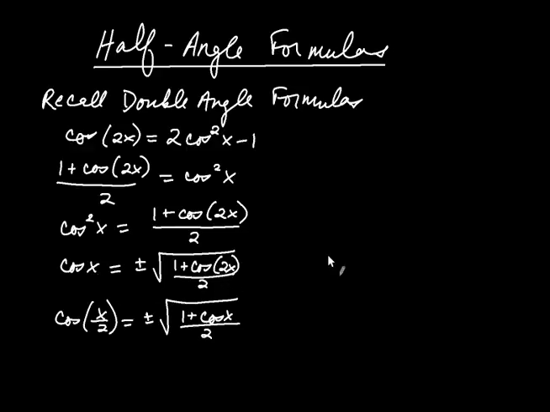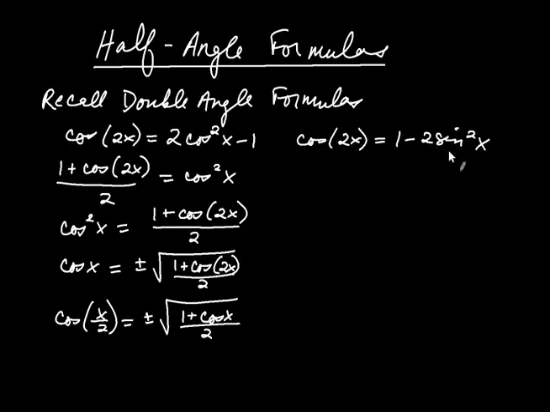Now it turns out we can also derive a half angle formula for sine. And we're going to start off with another double angle formula for cosine. And that's going to be this. Cosine of 2x is also equal to 1 minus 2 sine squared x. So we derived these in the video on double angle formulas.